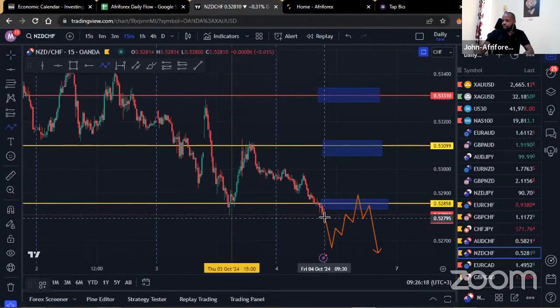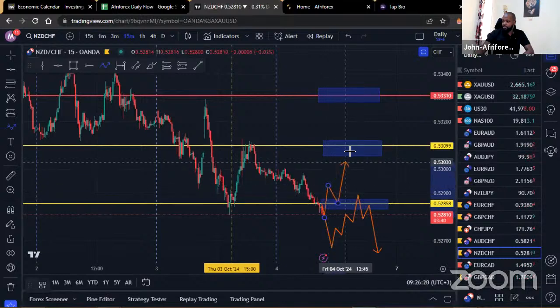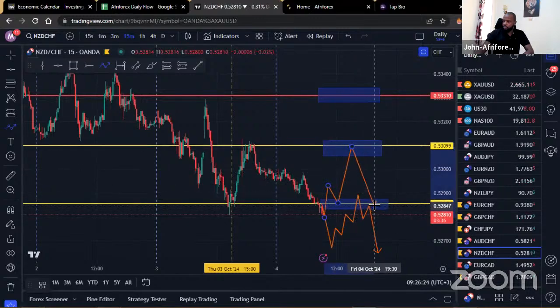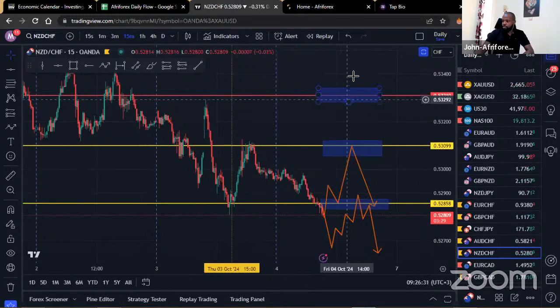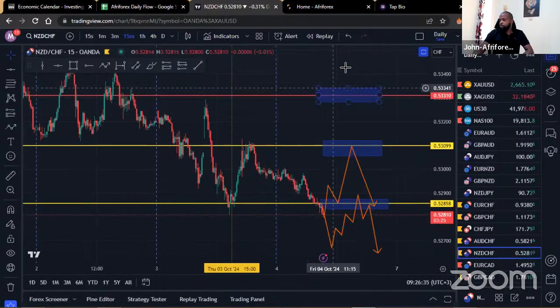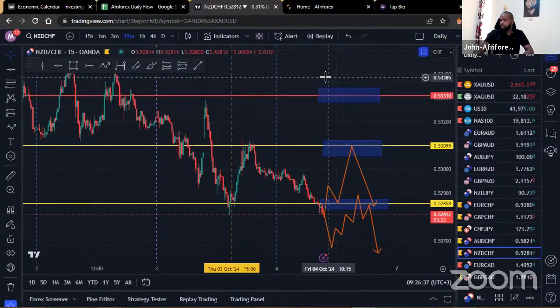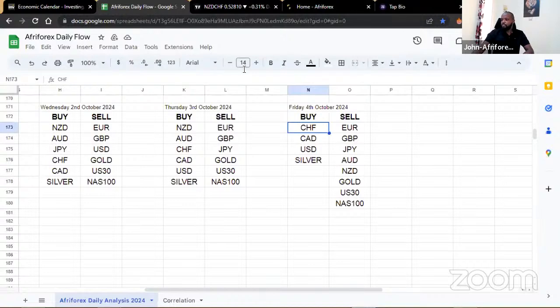Hopefully, if not, and the market does come back to the upside, then at least we need to see whether we can get the buyers pushing the market all the way high up till somewhere within there. Then possibly we could look for the selling opportunities within this region right here, or maybe even higher up, within that area right there. So hopefully you have taken note of that and everything we've discussed, and that's pretty much it in terms of the Swiss franc pairs.